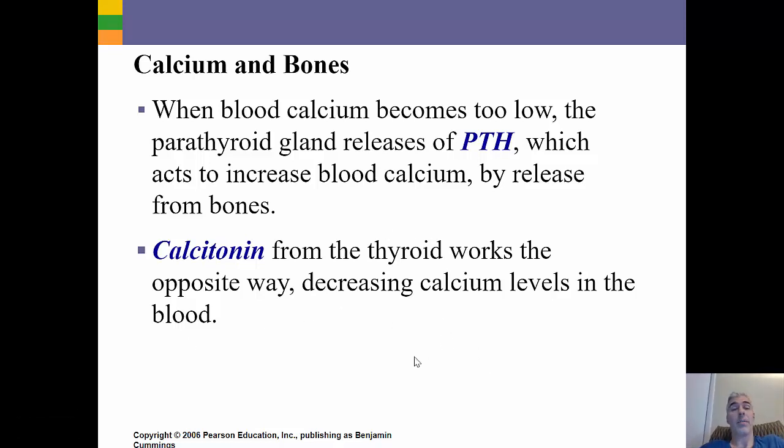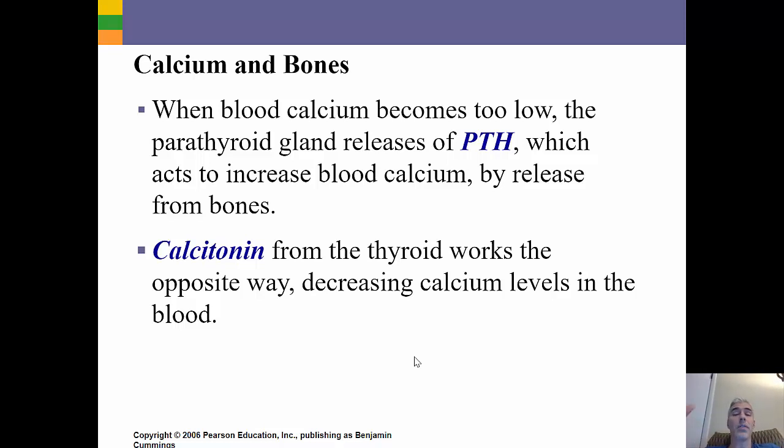Last thing we're going to talk about is the homeostatic mechanism in which calcium is regulated in the blood and in bones. So just like blood sugar levels, this is regulated by a negative feedback mechanism, right? Set point, deviate from set point, bring back to set point.